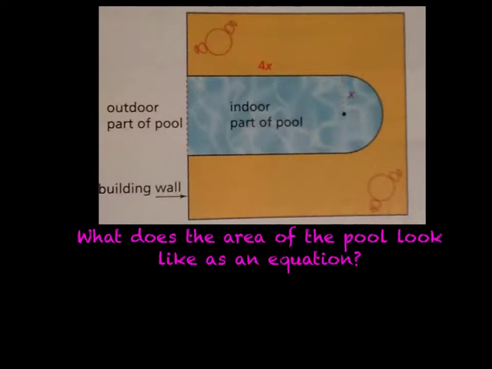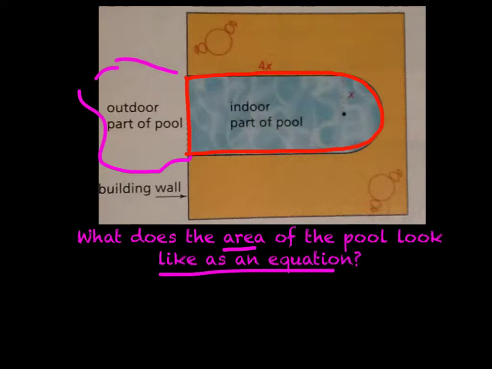Here is a community pool. So this is like any pool that you have in some town. However, this pool has both an indoor portion right here, and it apparently has some sort of outdoor portion. So what does the area of the pool look like as an equation? We're looking specifically at the indoor portion for this one. What does the indoor portion of this pool look like?